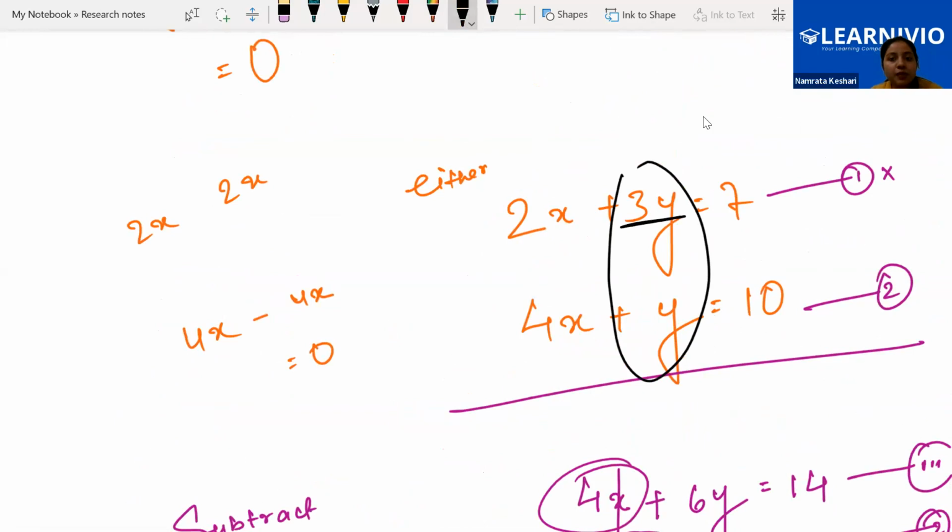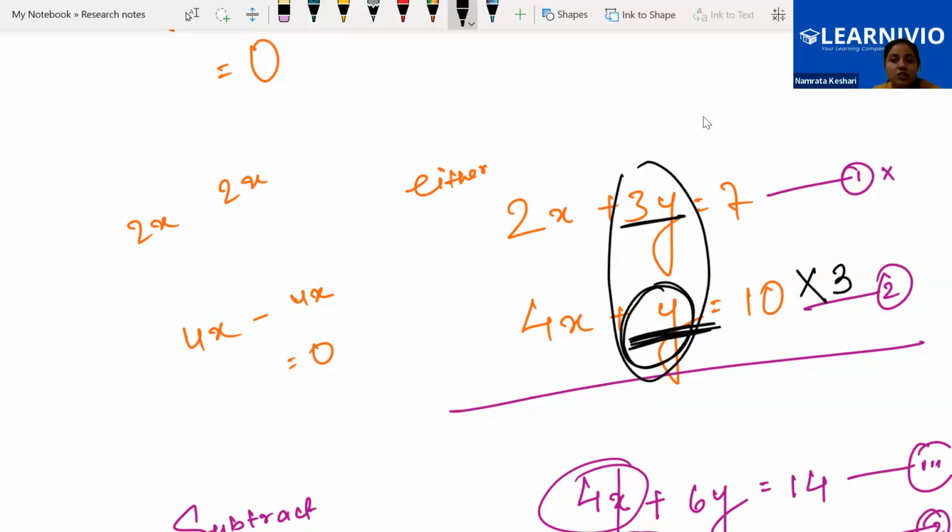Is it possible to make this 3y a y? No, we have to do the division, and that will make all the other numbers fractions, which we are not going to do. Is it possible to make y a 3y? Yes, that we can do. We can make the second equation's y a 3y by multiplying the other equation by 3.